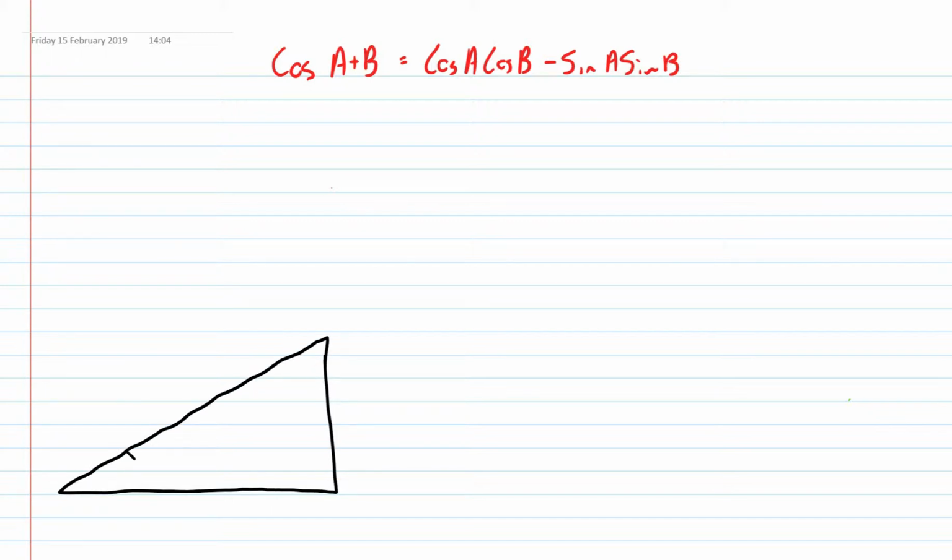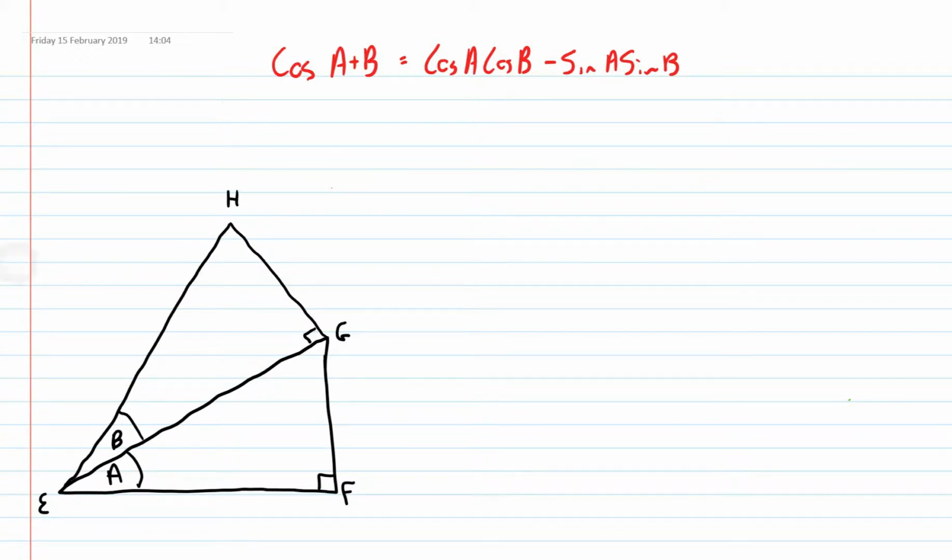And I will call this angle A. Here's the right angle. And I will call this E, F, G. And now I'm going to draw another right-angled triangle from G, and I'm going to join it to E. I'm going to call this angle B. Here's the right angle, and after E, F, G, I'll call this H.